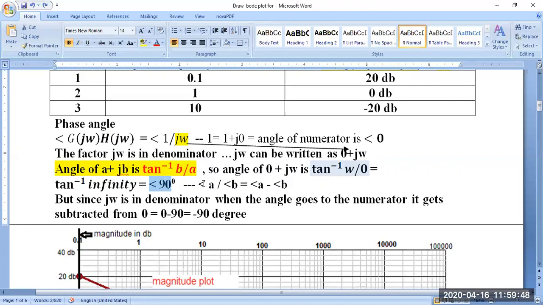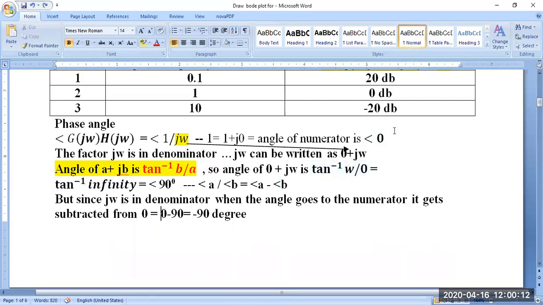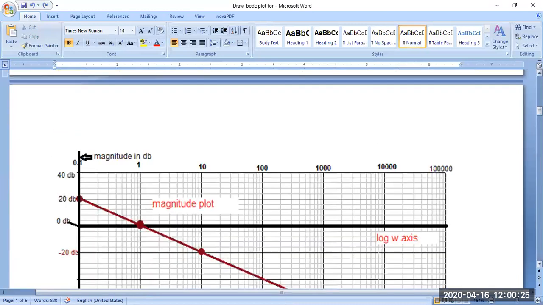So what is the formula now to calculate the total angle? For a function that is numerator divided by denominator, the angle will be subtracted. So it will be angle of numerator minus angle of denominator. Since j omega is in the denominator, it will be 0 minus 90, which is minus 90 degree. So this minus 90 degree angle is going to remain constant for any value of omega.